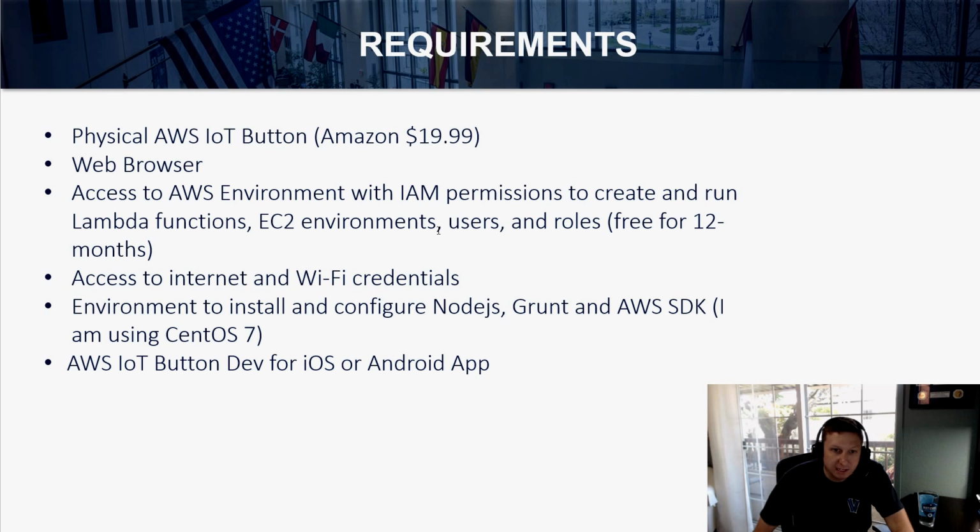If you're using someone else's account, you'll need them to set up IAM permissions to allow you to do Lambda functions, create and start EC2 instances, and then give you a user with certain access to all the things that we just talked about. You'll need access to internet and Wi-Fi. It sounds like a basic requirement, but it's needed because, in order to set up the button, you'll need to connect it to a Wi-Fi device, and you'll need to know the credentials for that Wi-Fi router modem to be able to connect into it. So you'll just need to know those.